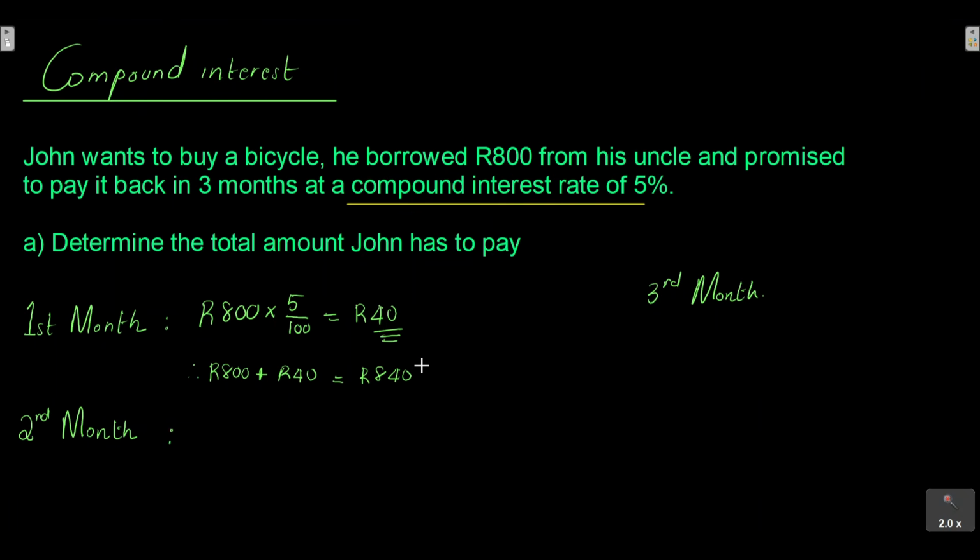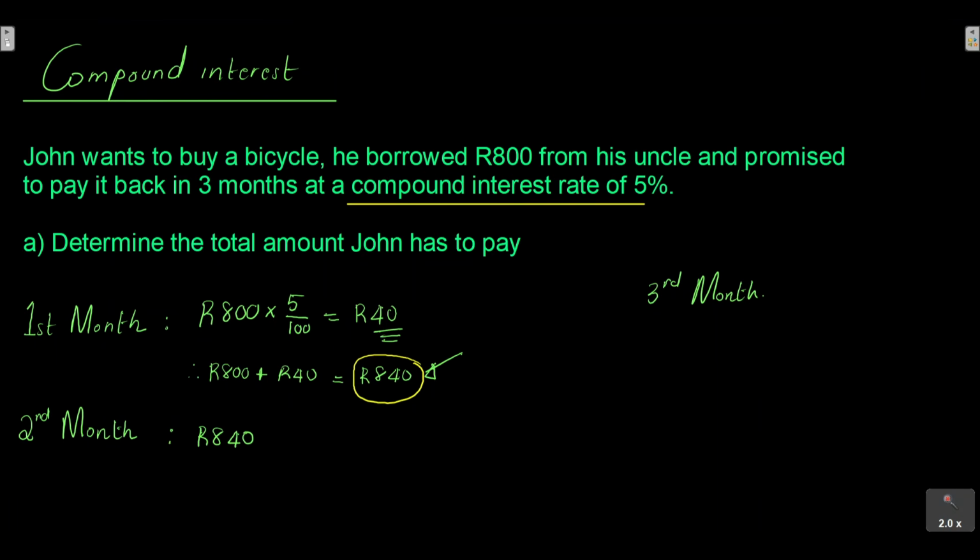Okay. So how would we calculate the interest for the second month? We're going to use this accumulated amount to determine the interest that he would owe his uncle in the second month. Do you see that this amount now has accumulated interest? It has gained interest. So we're going to take that 840 and use it to determine the interest that he will pay in the second month.